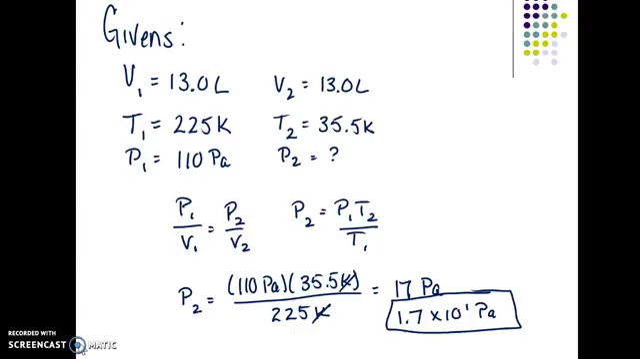P1 over T1 is P2 over T2. I've rearranged it to solve for my unknown variable. I plugged in my numbers with my units. And look, I can see right off the bat when I look at that, 110 is only 2 significant figures. So my final answer can only contain 2 significant figures, which is 17 pascals, or if I rewrite it in scientific notation, which you all need to do, you will get 1.7 times 10 to the first pascals.